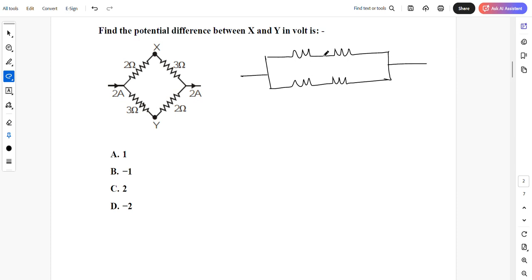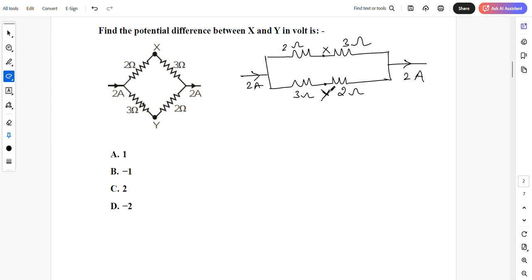Okay, this is x, this is y. 2 amperes of current is flowing, right? This is 2 ohm and this is 3 ohm, right? Okay, 2 amperes of current. Again, this 2 amperes of current will be like this. 2 plus 3 is 5, and 3 plus 2 is 5, right?